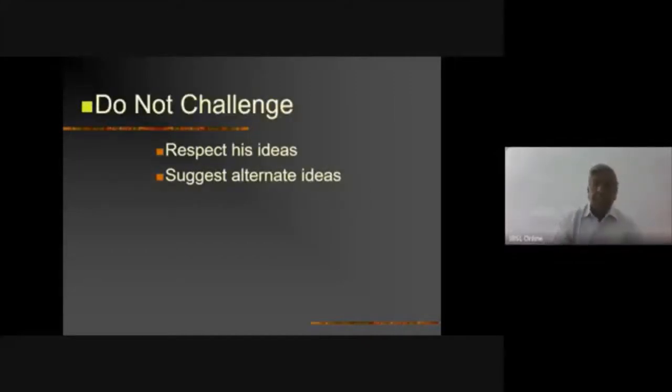Do not challenge. Sometimes you may not be agreeable with these ideas. So respect ideas, don't challenge. Suggest alternate ideas. You can suggest, why don't you think this way, why don't you do it this way? Sometimes certain ideas you may not like or may not agree with. Anyway, respect these ideas, but suggest some alternate ideas in case you are not agreeable to certain business ideas or business proposals.